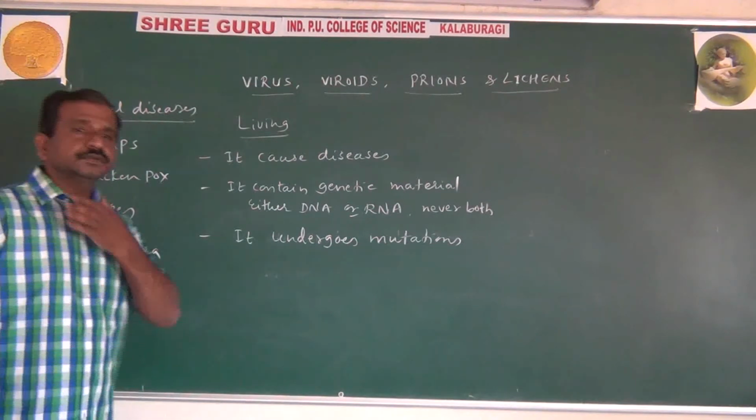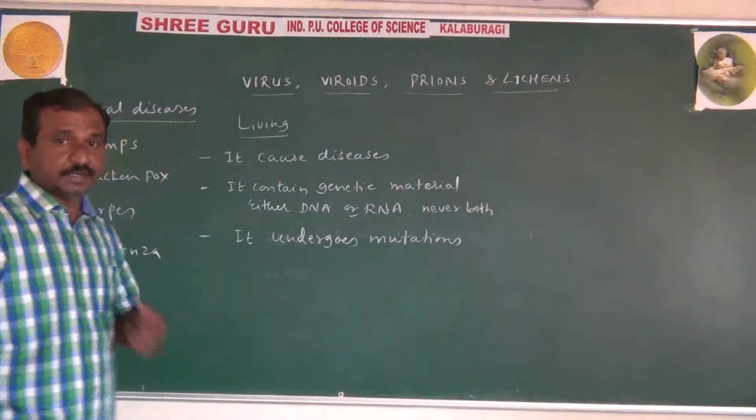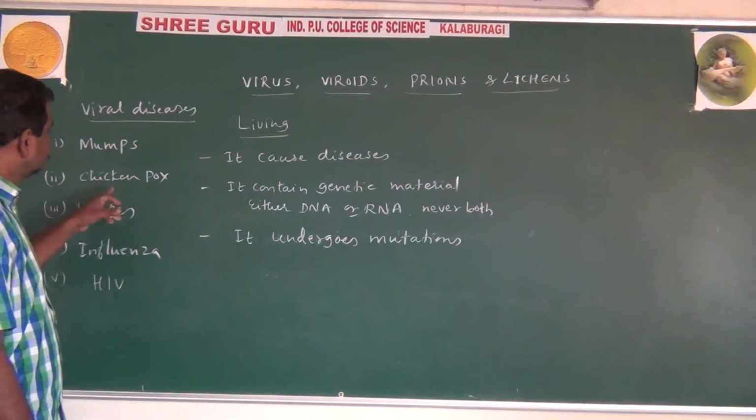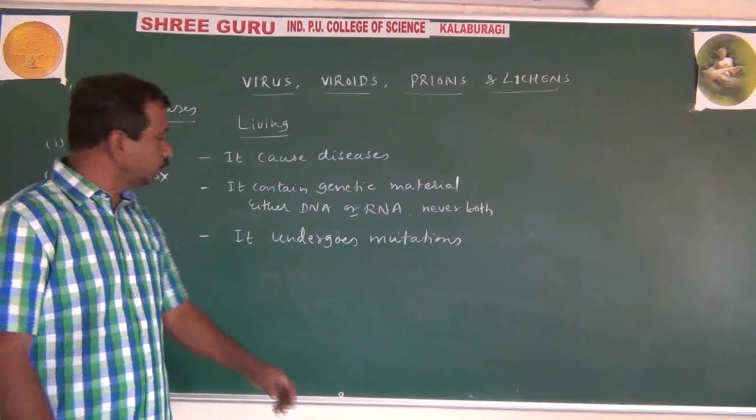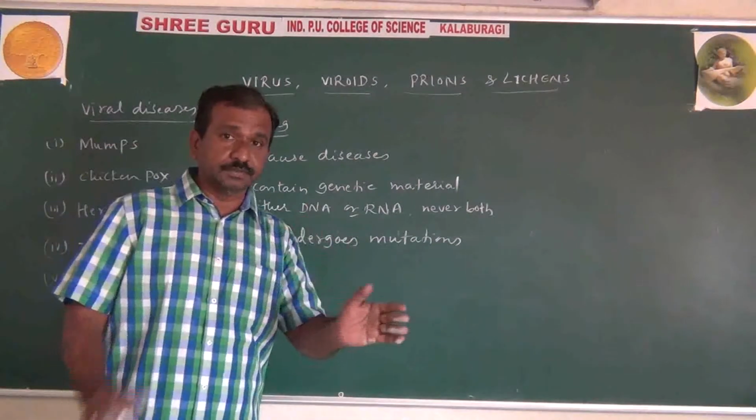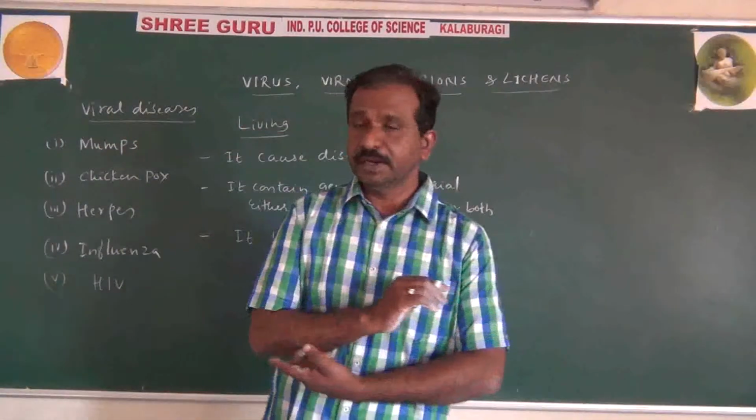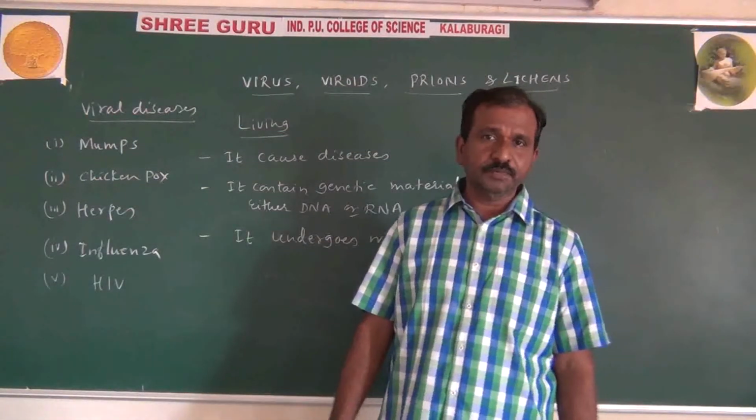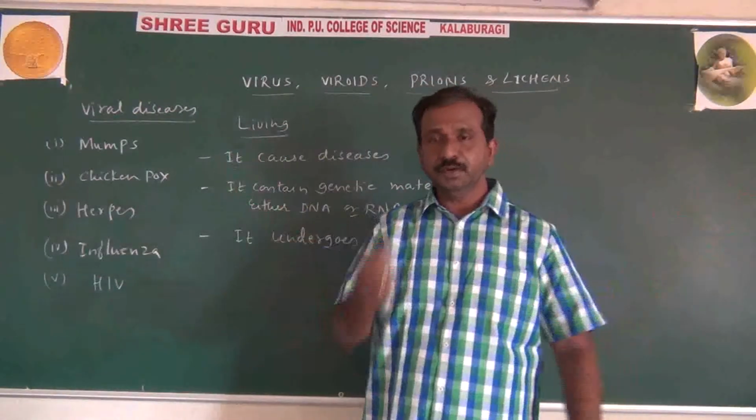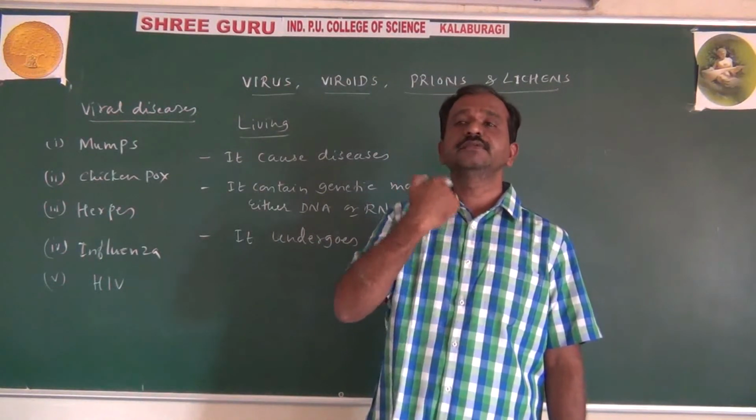Mumps is normally swelling of the salivary glands. The doctor will check whether mumps is occurring. Nowadays it is not there. In chickenpox, rashes appear on the skin. You can see that at examination time. And herpes: it normally appears like a snake-like pattern in any part of the body. Suppose it occurs in the forehead region, then it appears as a snake-like pattern.